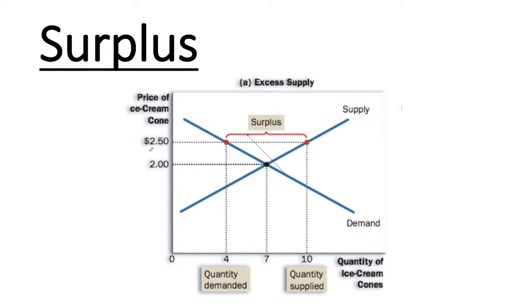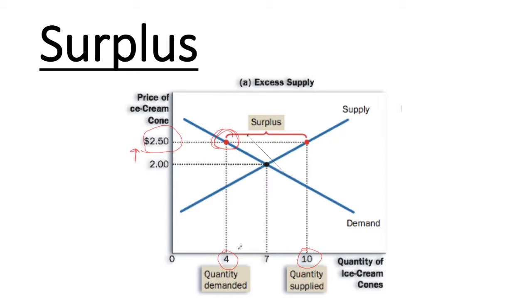So in this market, the price of an ice cream cone is $2.50. At $2.50, 4 units are demanded, but 10 units are supplied. Because the price is higher, more sellers want to get in on the market and make money. Except consumers, because of this high price, can't afford to buy that many ice cream cones. So the net result is there's going to be 6 ice cream cones that end up going unsold.